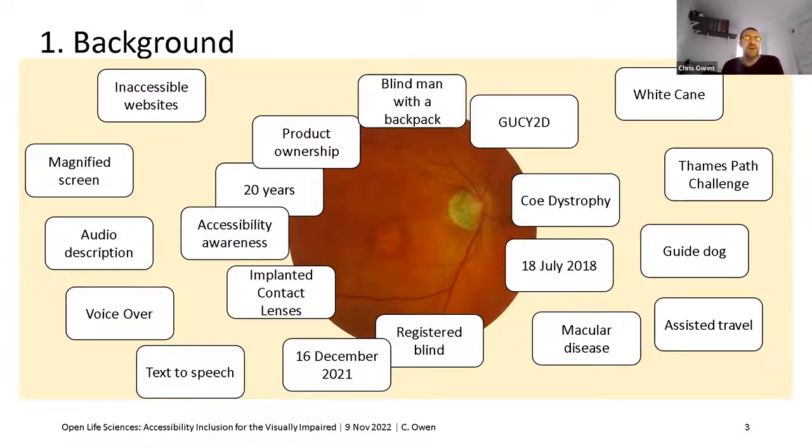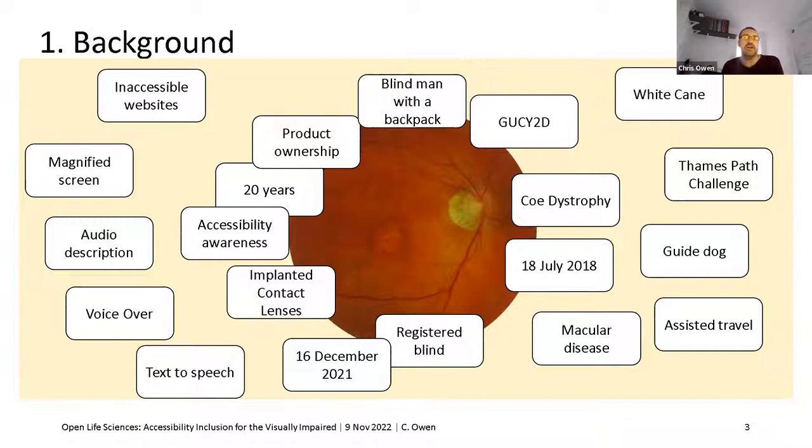From a technical perspective, I use screen magnification, which I'll come on to shortly, combined with text-to-speech as you can probably tell. When I'm watching TV, I have audio description switched on. And when I'm using my phone, I use the inbuilt VoiceOver functionality as well. As I said, I've got 20 years' experience as a product owner and business analyst. Over the past few years, as my sight loss has degenerated, that's helped me focus on raising awareness of accessibility, sight loss and disability. I have a website called The Blind Man with a Backpack, and social media, and you can find out more on there.